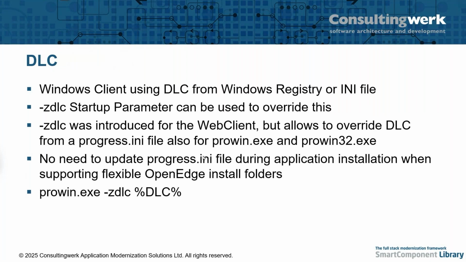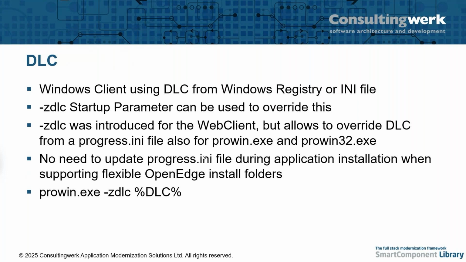Yeah, DLC is also relevant for running Progress, especially on Windows when DLC is not read from an environment variable, but from the registry or INI file. It is quite handy to use the undocumented startup parameter -zdlc to override DLC. -zdlc was originally introduced for the web client, but it works nicely with the prowin or prowin32 executables too. When you use -zdlc, the DLC value from the progress INI file is just ignored, and it is used from that startup parameter.